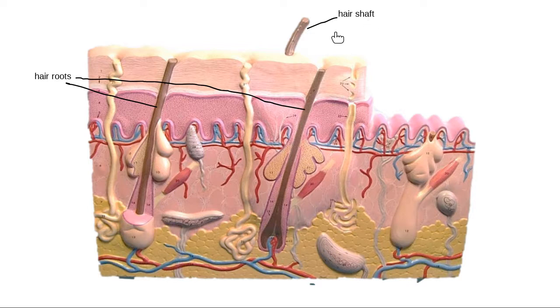So let's be real. When we're shaving, we shave off the shaft of the hair, right? Which is why you always have to shave again, because unless we get rid of that root of the hair, that hair is just going to keep growing. It's already there underneath your skin. So the hair shaft sticks out above the surface of the skin. The hair roots are below the surface of the skin.